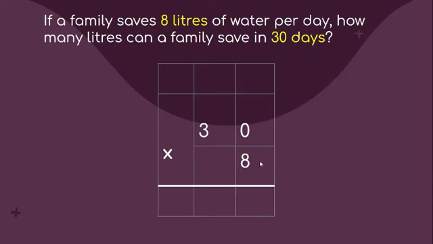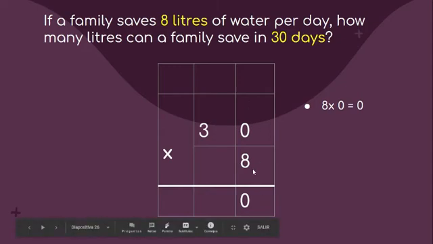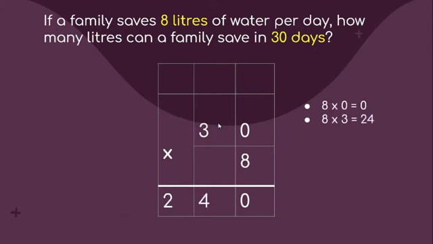And as usual, we need to start with the right column, the first column on our right. So 8 times 0. 8 times 0 equals 0. And then 8 times 3 equals, that's right, it's 24. So we put the values down into the total and it looks like this. So 30 times 8 equals 240.